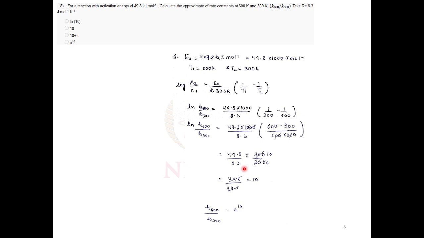This 600 by 300, you are getting around e to the power 10. So log k2 by k1 equals Ea by 2.303 R into 1 by T1 minus 1 by T2, and this value is 1 by 300 minus 1 by 600. So based on this value you can get the particular ratio. So log k2 by k1 equals Ea by 2.303 R, 1 by T1 minus 1 by T2.